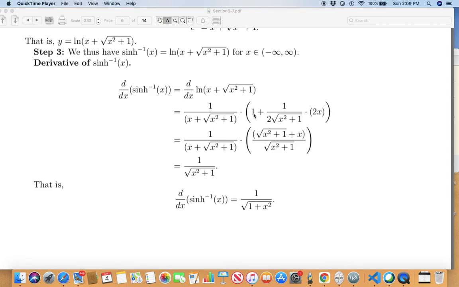Multiplying by 1, you have the numerator to be all of this. So notice the numerator here is essentially exactly the same as the denominator here. So that numerator cancels this numerator. The derivative is eventually 1 over square root x squared plus 1. So this is the derivative of sine hyperbolic inverse of x. The derivative of sine hyperbolic inverse of x is 1 over square root 1 plus x squared.